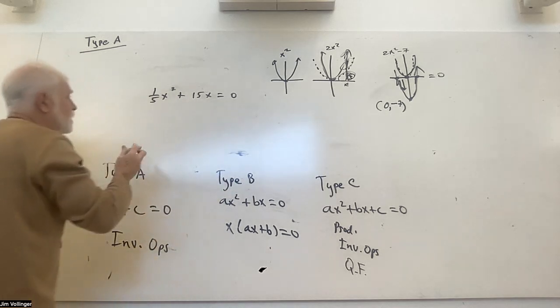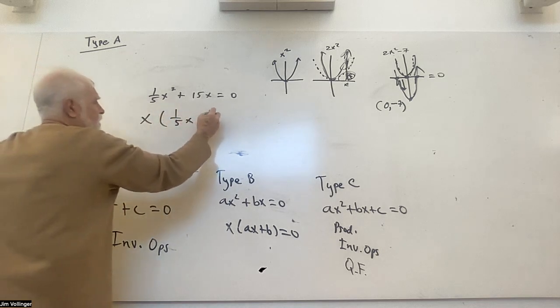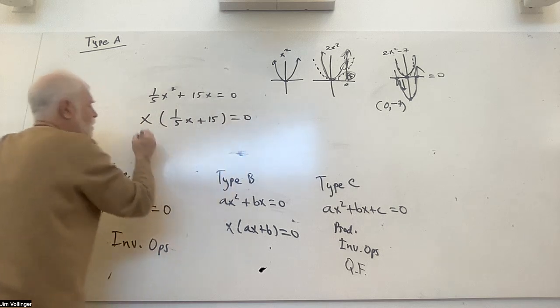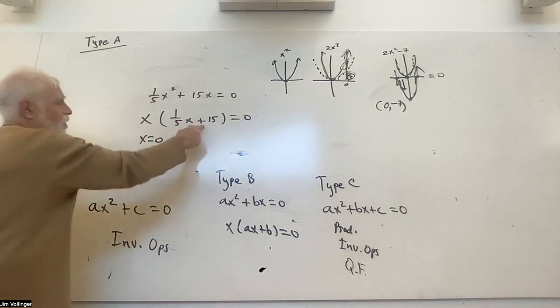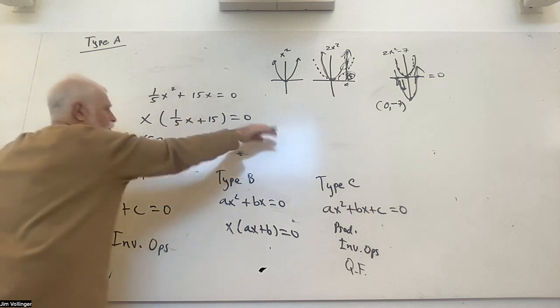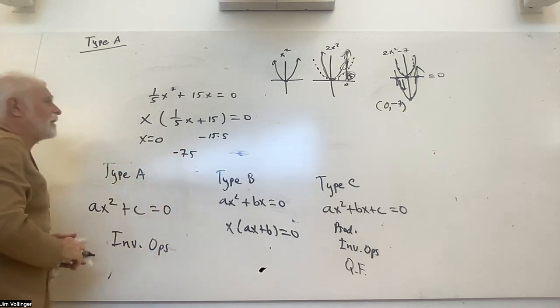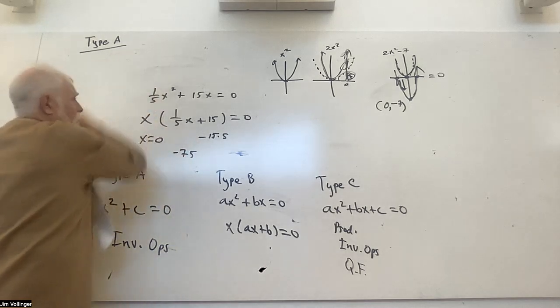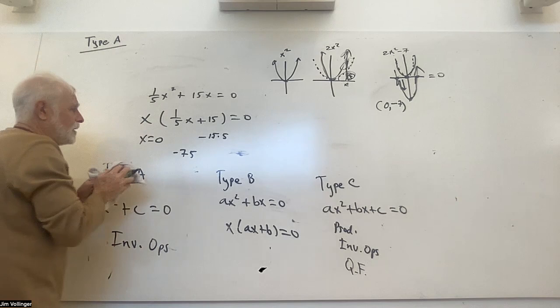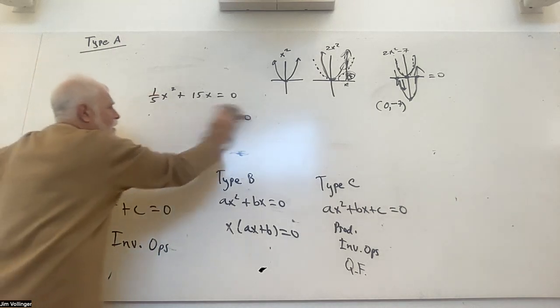All right, so we got x times (1/5 x plus 15) equals 0. So there's our 0. And this one has negative 15 times 5, right? If we move that over and then multiply, so negative 75 is our second answer. And that should have been way over on the left with a very wide parabola. And I don't think I gave you a wide parabola.